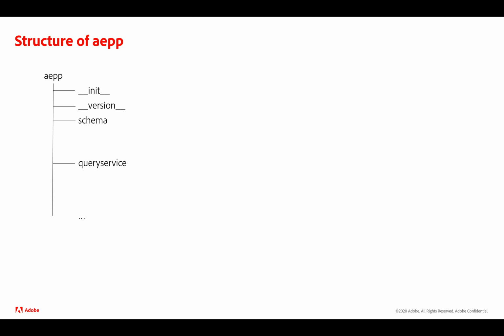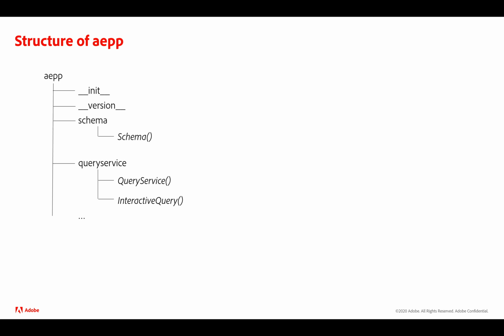For more details, the structure of aepp for development is as follows: there is the aepp folder, and inside you can see some files such as init and version, and then schema and query service. Inside those files, you can access some classes. In the case of schema, you have Schema. In the case of query service, you have QueryService or InteractiveQuery in the query service module. Most of the time, I would say 90% of the time, a module contains a class that has the same name, but with a capital letter at the start because it's a class.